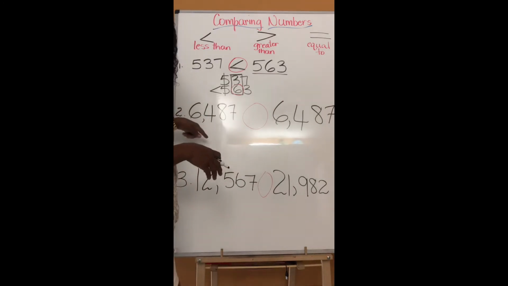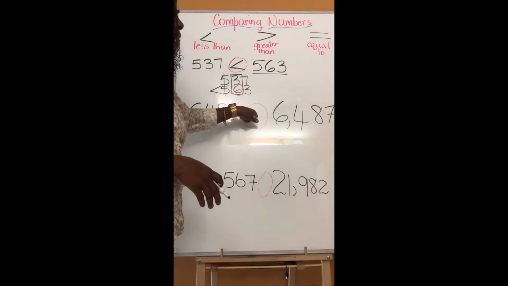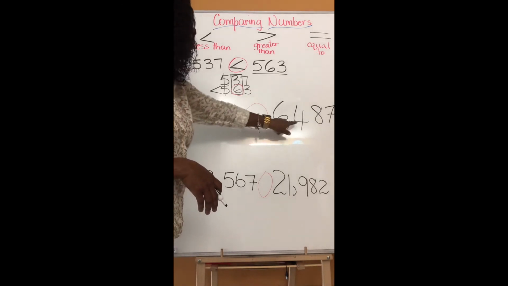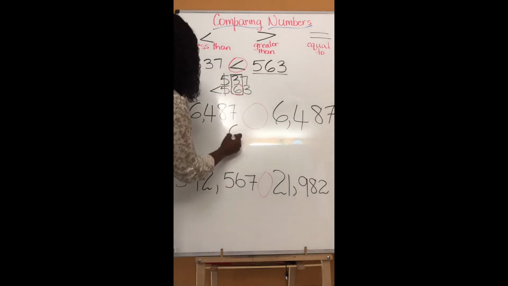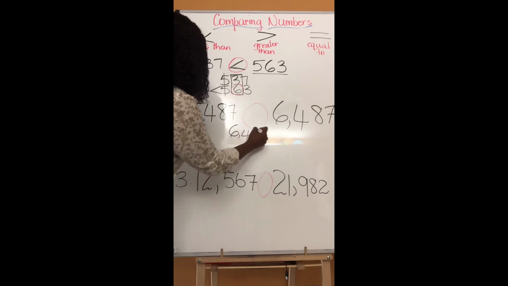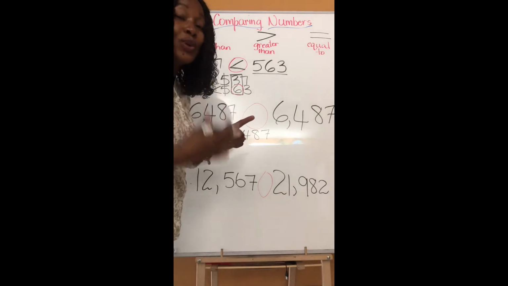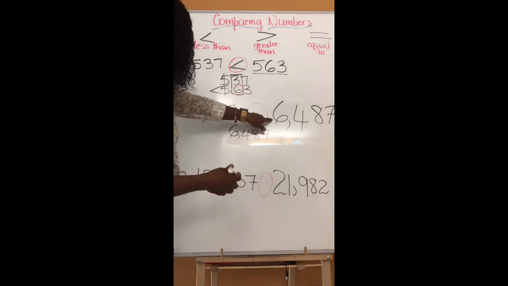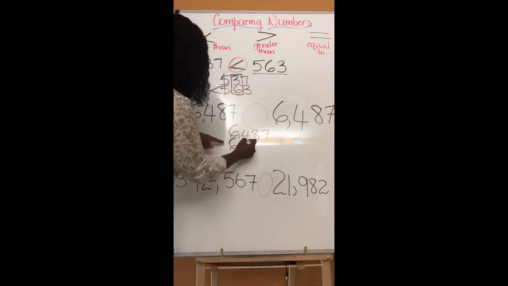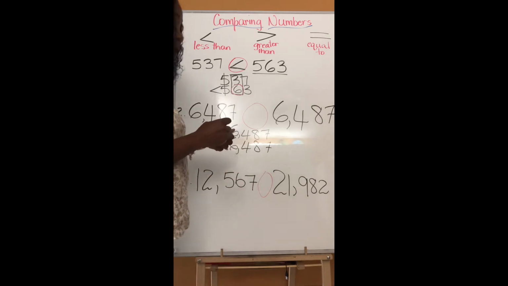All right, let's move to 2. 6,487, either less than, greater than, or equal to 6,487. Again, I'm going to set it up. So 6,487, and make sure the digits with the same value are lined up correctly. So this also is 6,487. Now I'm going to compare.